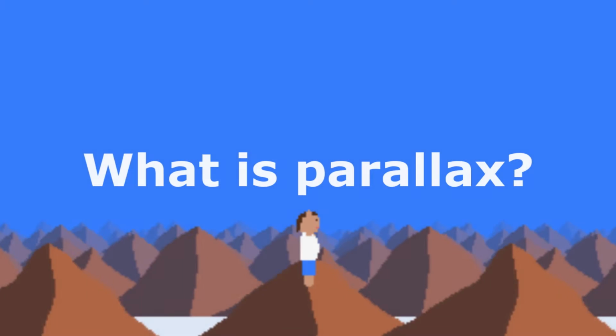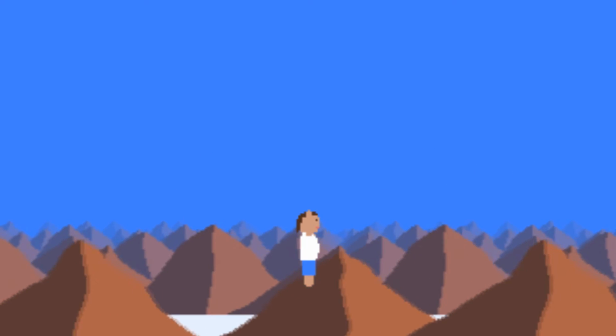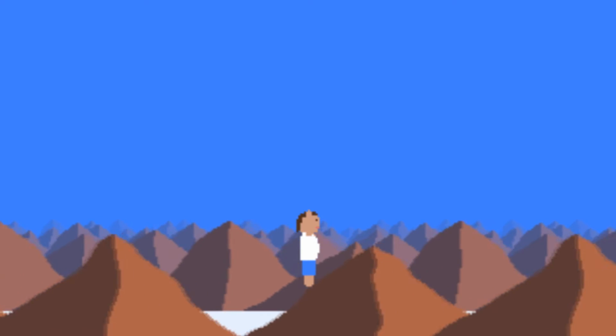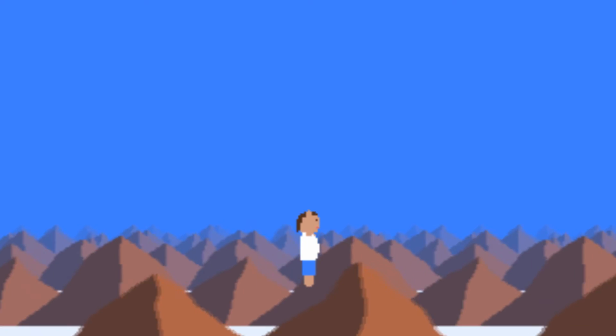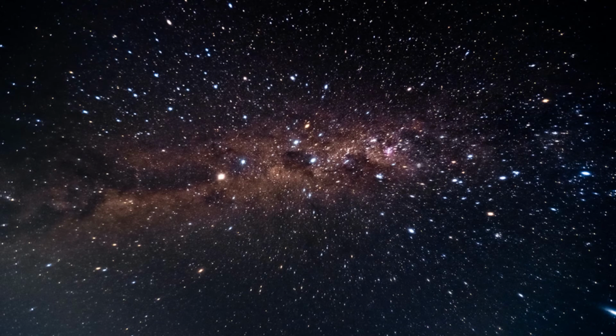What is parallax? If you look at this animation, you will notice that the mountains in the front are moving much faster than the mountains in the back. This effect is called parallax. We can use parallax to measure the distance of the stars.